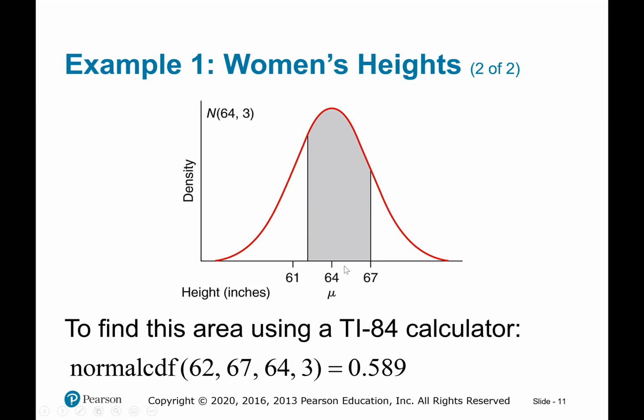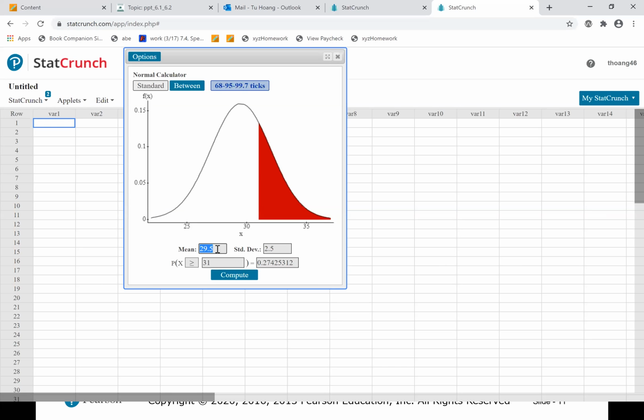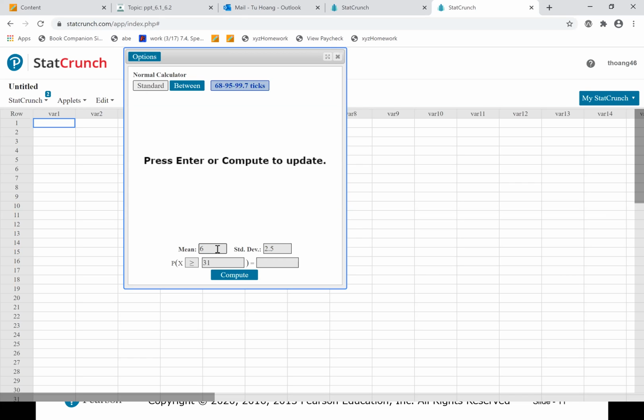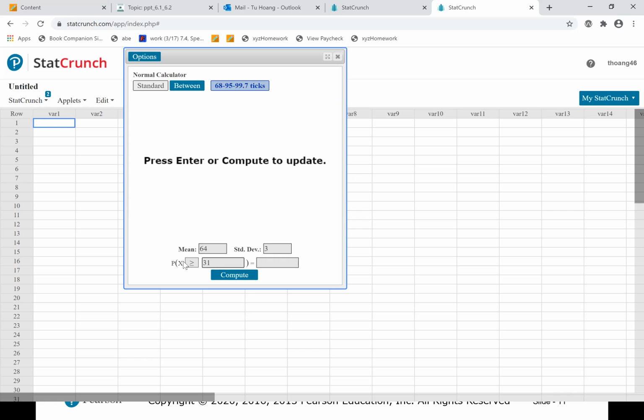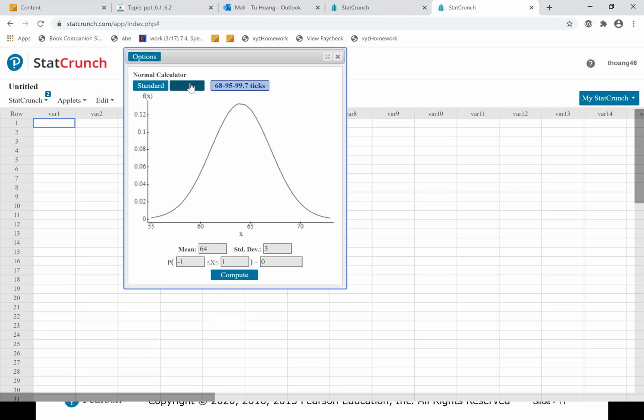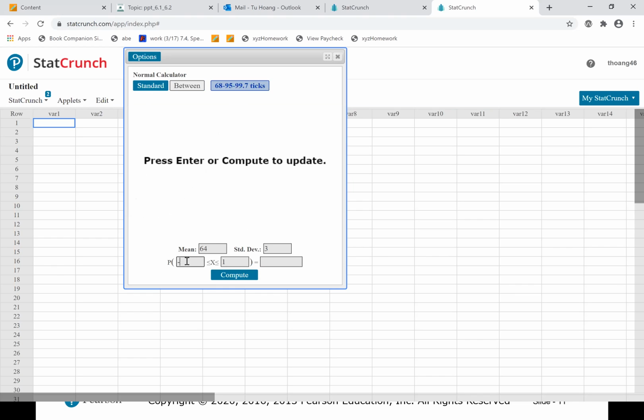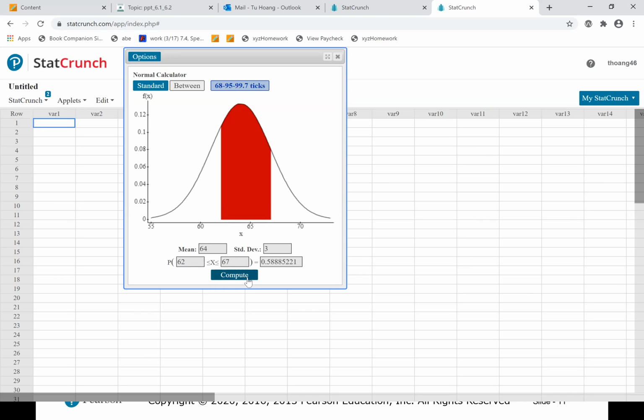How can we use that range? Let me show you. The mean is 64, right? And the standard deviation is 3. Now we are trying to figure out the area between 62 and 67. So this one doesn't work. Now you have to click on the button here, which is between. Let's click on between, and now the lower bound is going to be 62 and the upper bound is going to be 67. Then you just click on compute and everything is in your hand.